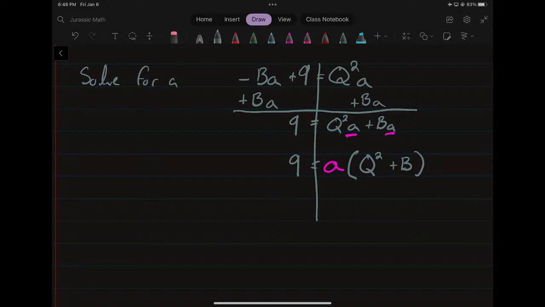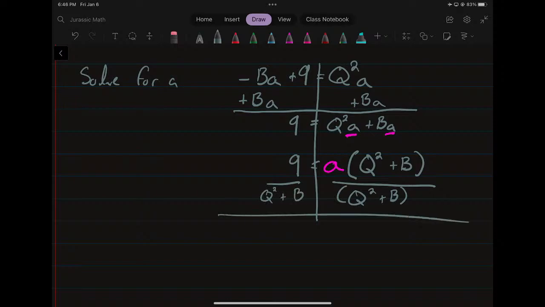Then, since I want A by itself, I'm just going to divide by the big, ugly parentheses. And that leaves me with 9 over Q squared plus B equals A. And so now the A is by itself. These are a pain because there's no number math you're doing. You're just manipulating the equation.